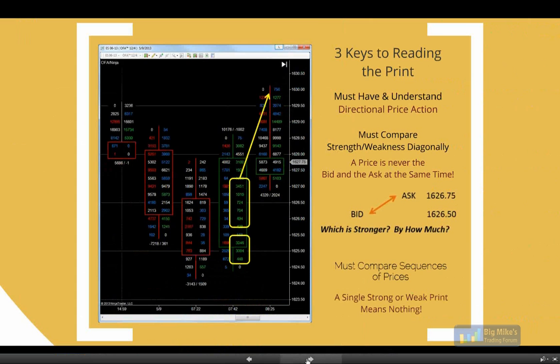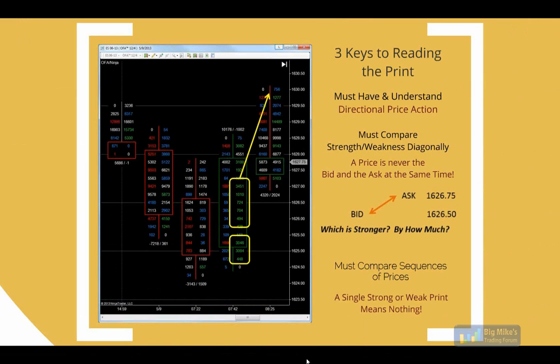And finally, a strong or weak print by itself really means nothing. So sequences of values create recognizable patterns, just as the sequences of strong ask prints, represented in green here on the chart, clearly show an upward buying momentum on this ES chart.